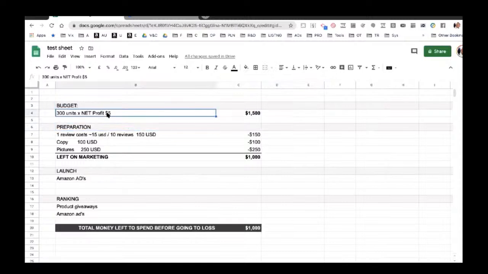I literally did it before the call. Our spreadsheet is more difficult to understand, so that's why I just did it like this right now. Okay, so anyway, I ordered 300 units. My profit is $5. I have $1,500, right?